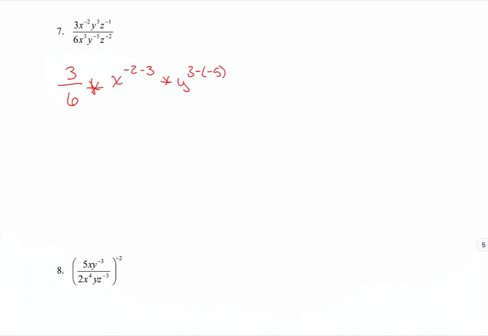And the next one, simplify my numbers. So I have 3 over 6 times x to the negative 2 minus 3 times y to the 3 minus a negative 5 times z to the negative 1 minus a negative 2.